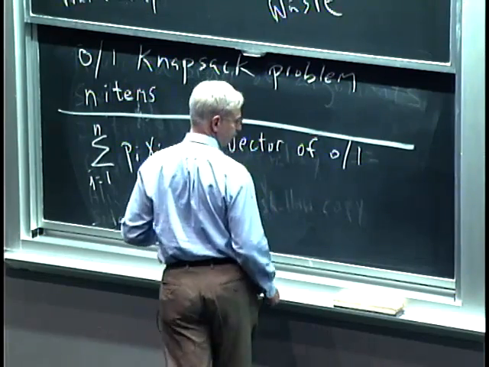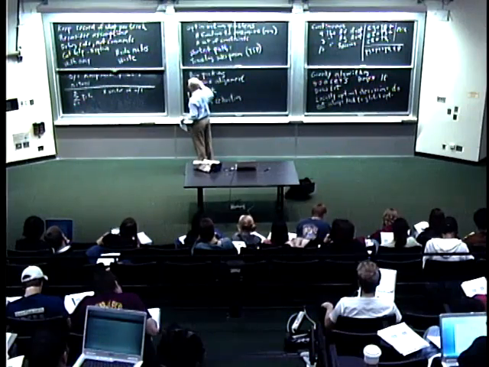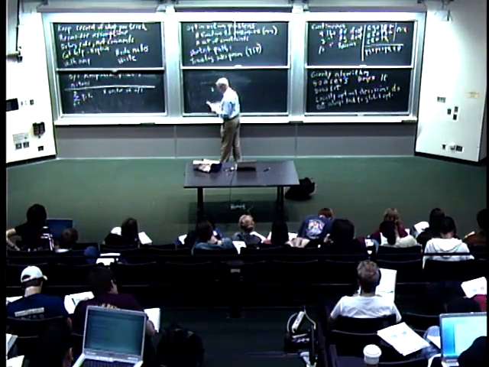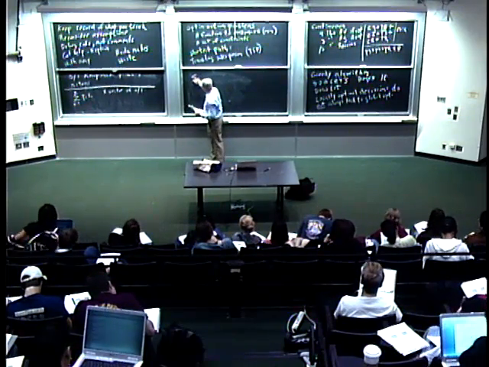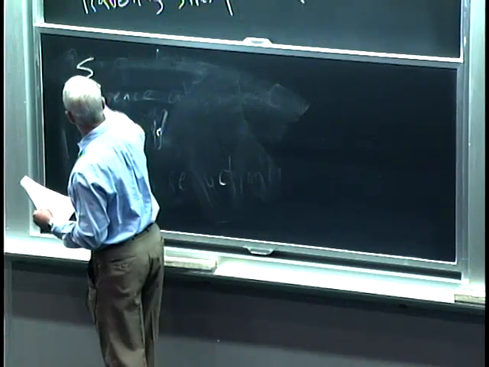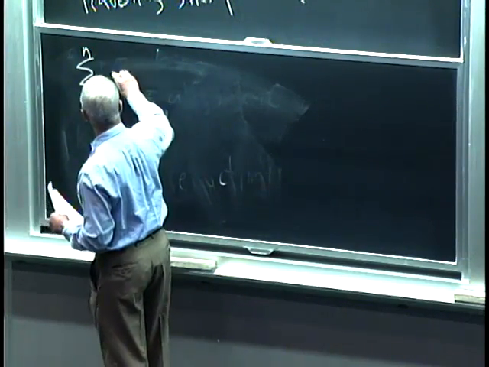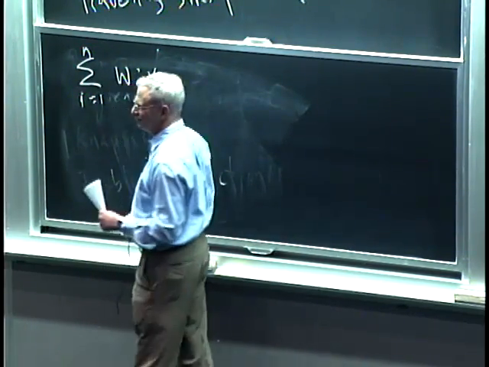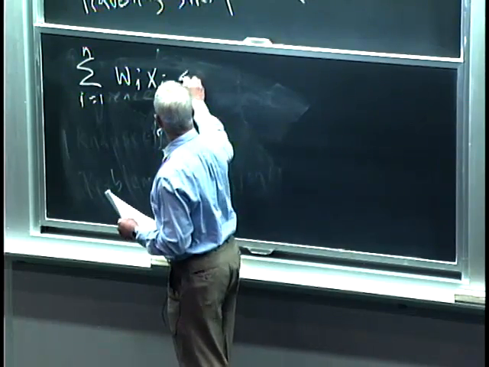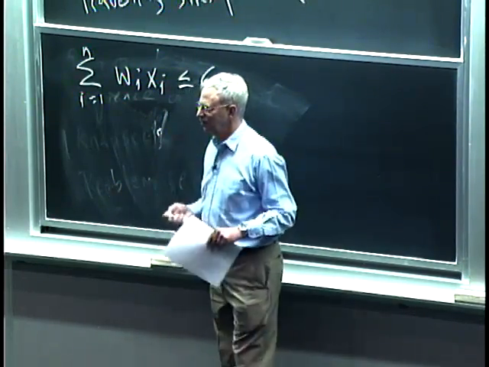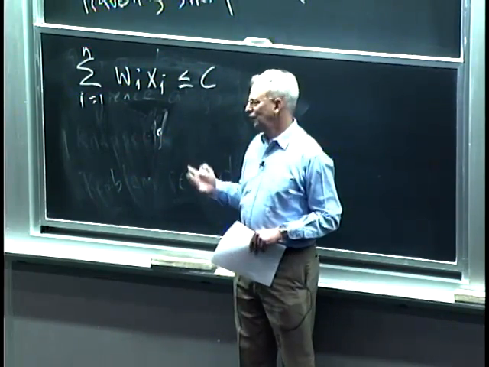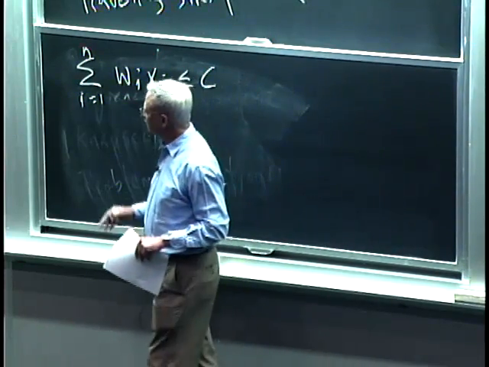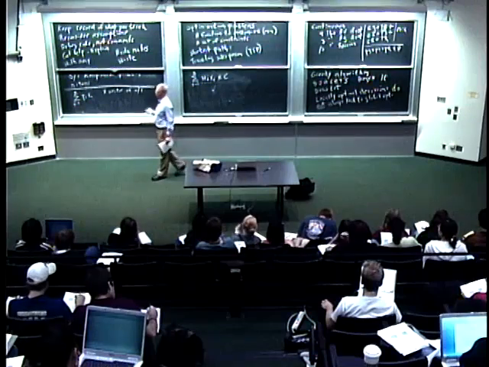And the constraint is that the sum from 1 to n of the weight of the ith item times x_i is less than or equal to c, the maximum weight I'm allowed to put in my backpack. In this case, it was 8. So now I have a nice, tidy mathematical formulation of the problem.